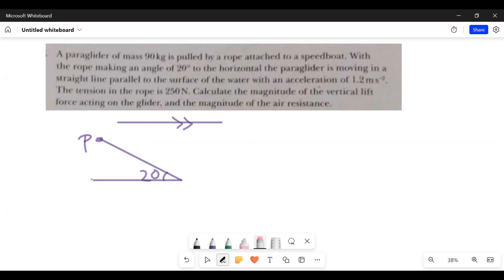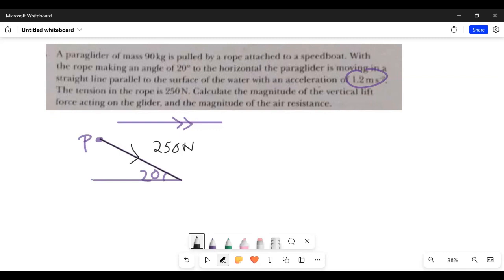With an acceleration of 1.2. So the acceleration is 1.2 meters per second square. Tension in the rope is 250 newtons. Okay, so tension in this rope is 250 newtons. Tension always points away from the object. So it's going to point in this direction. This is the tension of 250 newtons. Calculate the magnitude of the vertical lift force acting on the glider and the magnitude of air resistance.